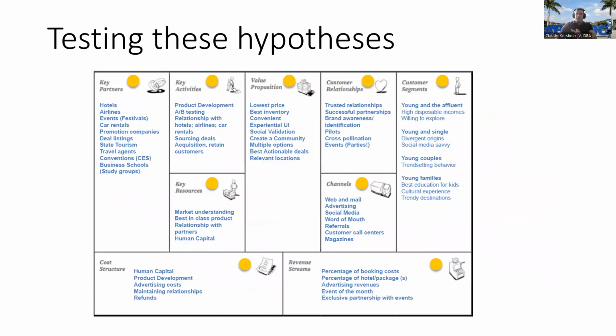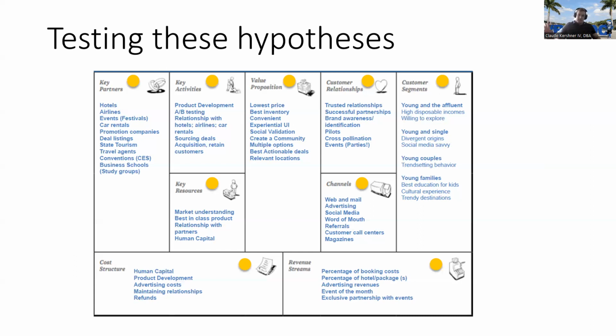Here is just an example of a business model canvas completed. And this is for a travel agency, online bookings. And their customer segment they were looking to, which is rather broad, this business model canvas has changed over time, but they're looking for young and affluent consumers, high disposable income, and willing to explore. That kind of talks about a lot of people. Young and single, divergent origins, social media savvy, young couples, trend-setting behaviors, young families, best education for kids, cultural experience, and trendy destinations. That is their customer segment: young and affluent, young and single, young couples, and young families.